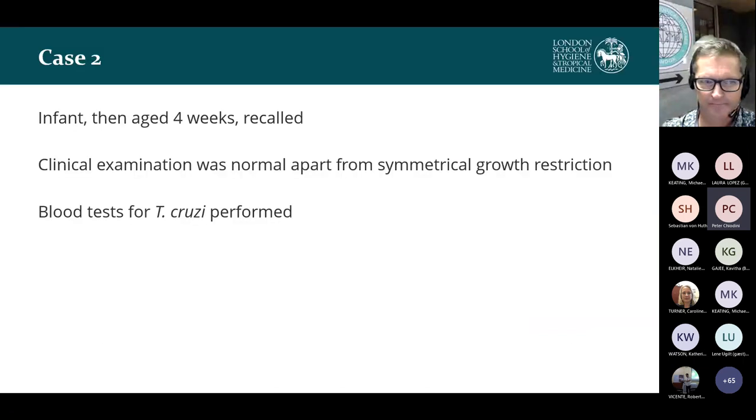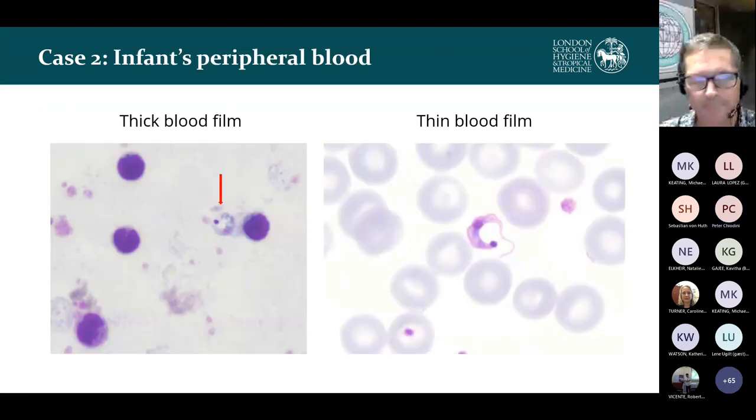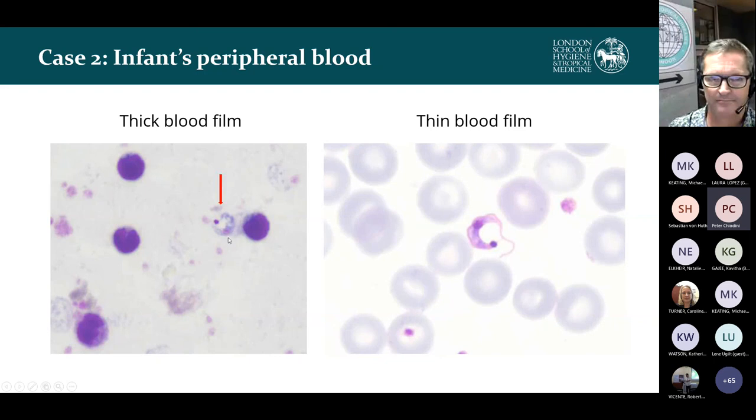Next slide. So the child then was recalled, aged 4 weeks, and the clinical examination again was normal, apart from the growth restriction that occurred, not surprisingly, looking at that placenta. So then blood tests for T. cruzi were performed. Next slide, please. And here you have it. Now, in an indeterminate stage, we would never see this. One in decades we've seen with positive, but this is an acute stage. And the arrow there is on the thick film with a very big kinetoplast, which is the marker of T. cruzi compared to brucei. And if you go to the other one, Dave, and point out the kinetoplast there.